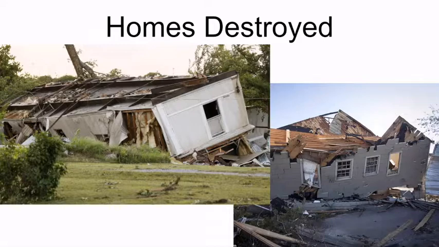So one of the most common problems with tornadoes is a lot of times they're so strong, the wind is so powerful that they destroy homes. Sometimes they flip homes completely over, as you see on the left there, and other times it might take the roof off of a house. Tornadoes can be really powerful and really do some damage to people's lives.